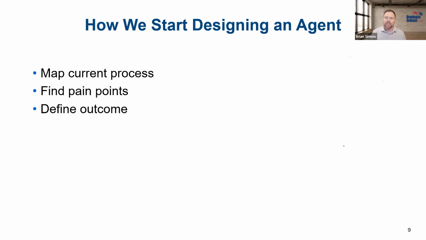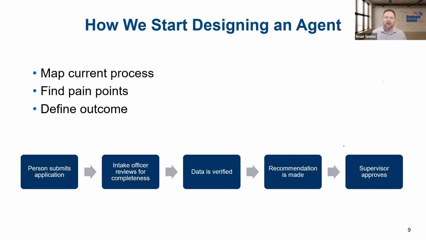So let's say we have a process where we're handling citizens' requests for, say, a business license or some sort of license where applications are submitted. What we would first do is write down each step. Okay, a person submits the application, an intake officer reviews that, the data is verified, a recommendation is made, and eventually a supervisor touches it and either approves or disapproves, right?